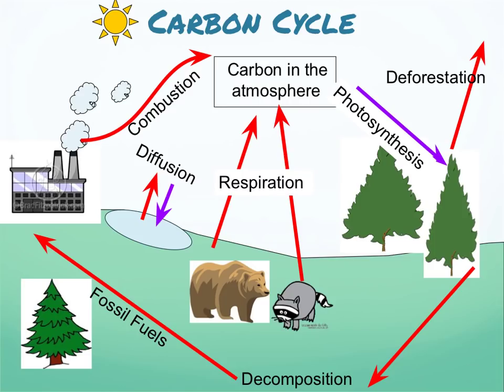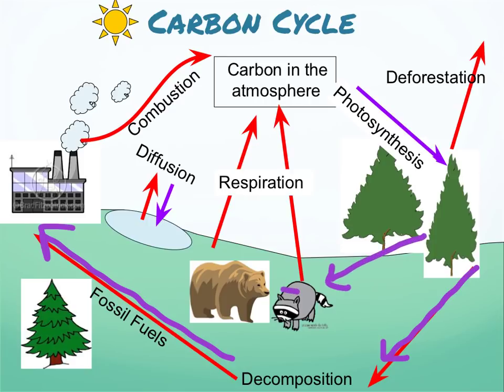So as we add our final examples onto here, we have decomposition from the trees going down into the ground. Over time, that can become fossil fuels, which are then burned in the factories. And then our food chain is also going from the trees to the animals or from animal to animal. That's the way that they are getting their carbon because we cannot breathe it in.